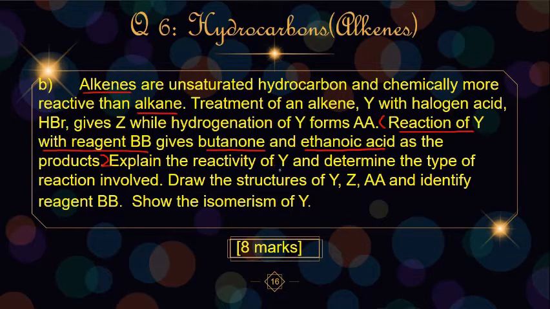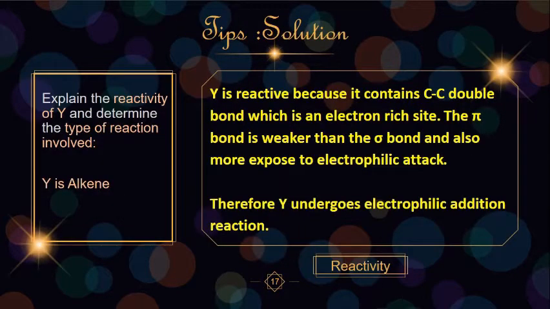Explain the reactivity of Y. Determine the type of reaction involved. Draw the structure of Y, Z, AA and identify reagent BB. Show the isomerism of Y. Okay, we go one by one.